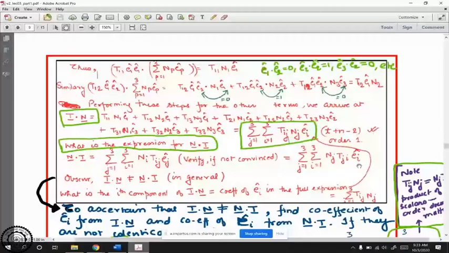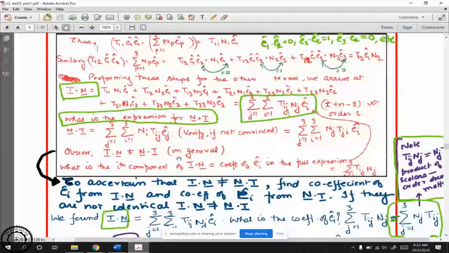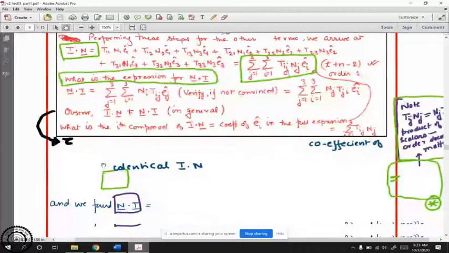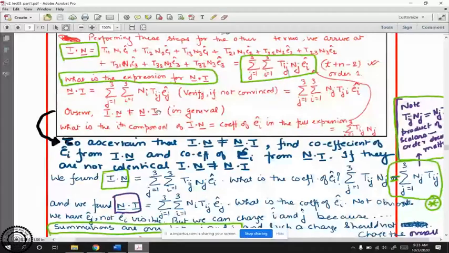It has Nj Tji, whereas it had Nj Tij. So they are not the same. I've written a few more things here to make this more clear. How do I infer that T dot N and N dot T are not the same? This is how it is.